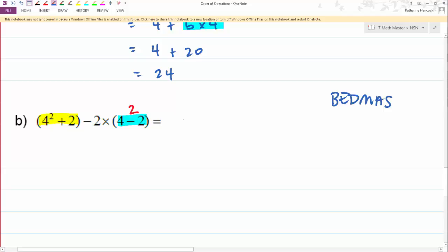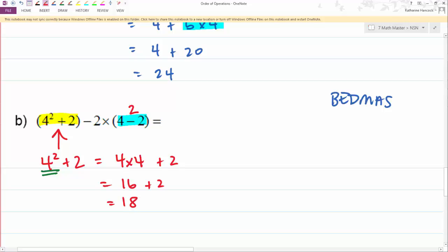So the first set of brackets, inside there, I have to follow order of operations. So this set of brackets right here, I'm going to figure it out separately. So 4 squared plus 2. In this set of brackets, I'm going to have to do the exponents first. So 4 squared is the same as 4 times 4, plus 2, so that's 16 plus 2, so that's 18. So that first set of brackets worked out to be 18. And if I rewrite my whole question, I get 18 take away 2 times 2.